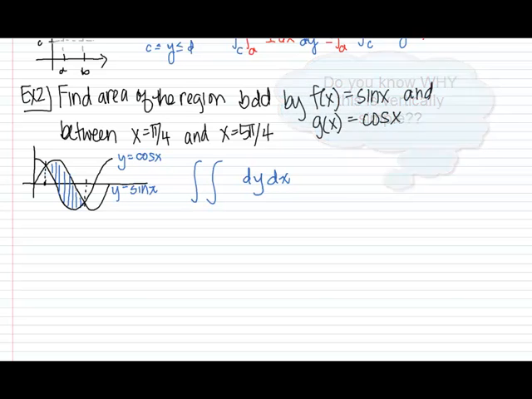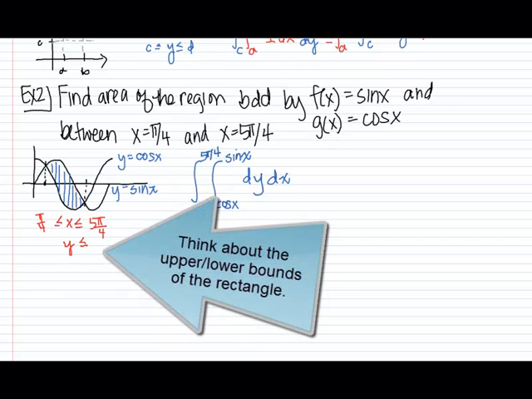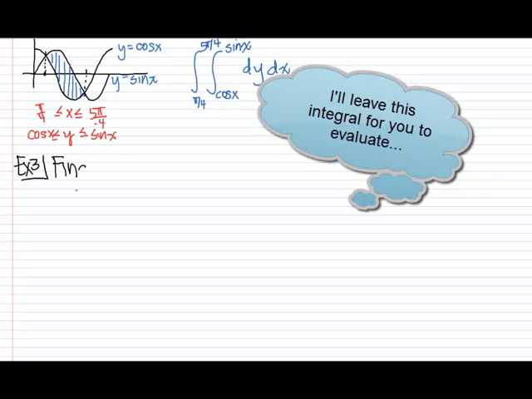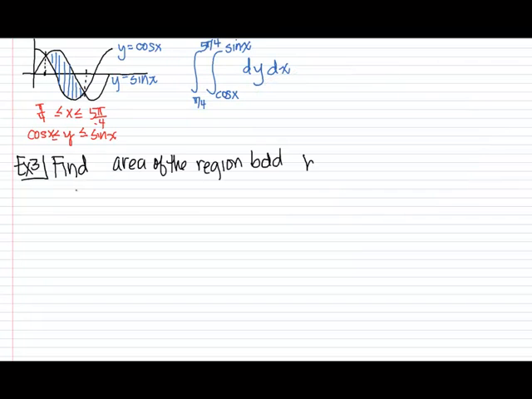These rectangles are going to be summed up from pi over 4 to 5 pi over 4, and the function on the bottom is our cosine x, and the function on the top is our sine x. So I forgot to write it over here, but if you think about your bounds, we have pi over 4 to 5 pi over 4, and our y values are bounded between the sine function on top and the cosine function on the bottom.